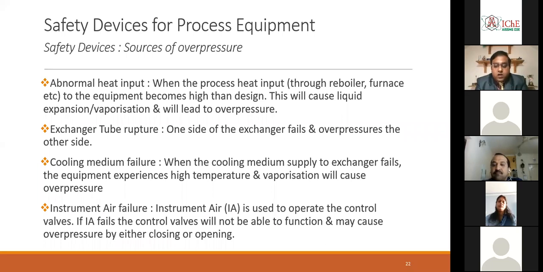Instrument air failure. All the control valves or automatic valves are operated through air. So the air we call in the plant as instrument air, which is supplied to these instruments. So sometimes the instrument air also fails. Maybe the air compressor has failed or the tube has come out or anything. So then the valves will malfunction, and similar to control valve failure, it will generate an overpressure scenario.